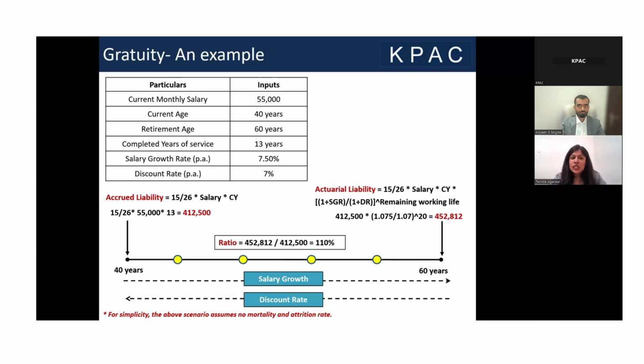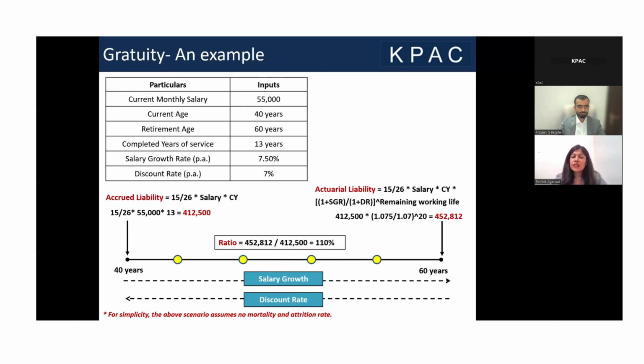So we have now considered an example of one of the employees. The employee's current monthly salary is 55,000. The current age of this employee is 40 years. The retirement age is 60 years. The completed years of service that this employee has rendered to the company are 13 years. By this, we calculate an accrued liability.